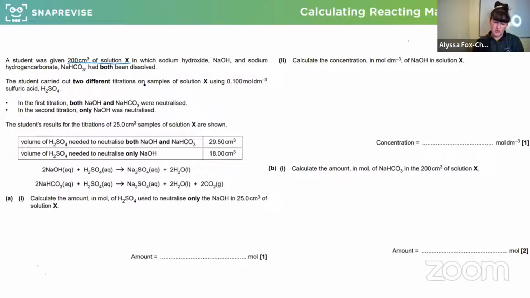The student carries out 2 different titrations on samples of solution X using 1 mole per decimeter cubed of sulfuric acid. In the first, both the sodium compounds were neutralized. In the second titration, only sodium hydroxide was neutralized.